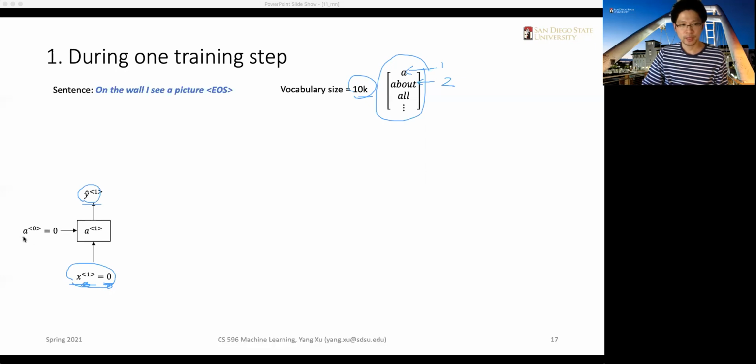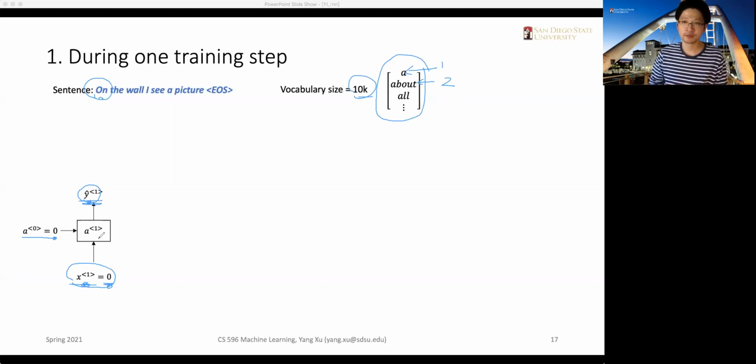And also for the activation layer, it will be 0 because there's no historical information yet, right? This is the first time step. All right, then the model will generate something as outputs. We call this y hat, and we can imagine that y hat 1 is not necessarily the word on, right?